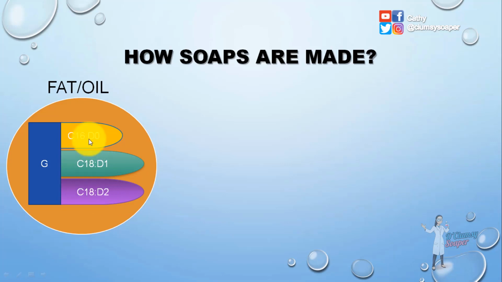In the meantime, let's just name them C16D0, C18D1, and C18D2. All these fatty acids are attached to the glyceride backbone, and so we call this whole molecule a triglyceride.